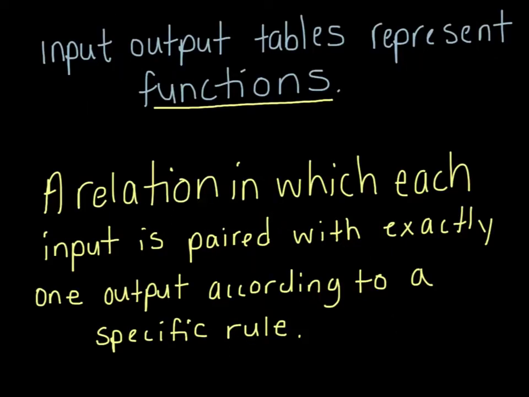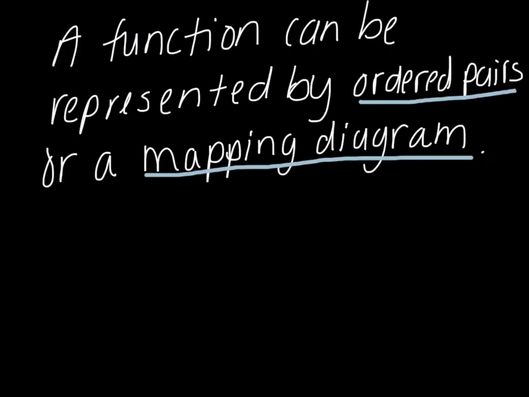Now, what does this all have to do with functions? Well, an input-output table represents a function. And what is a function? Well, a function is a relation in which each input is paired with exactly one output according to a specific rule. A function can be represented by ordered pairs or a mapping diagram. Let's see how that works.